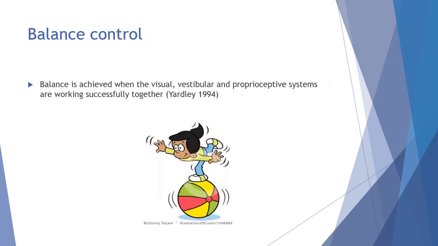So if we're going to be interested in dizziness, first we need to understand about balance control. Balance is achieved when you have your visual, vestibular and proprioceptive systems working successfully together to produce postural stability, and the majority of the time we're actually totally unaware of this process. The body needs to appreciate the spatial location, determine the speed and direction of movement, and at the same time make appropriate corrections to your posture just to stay stable.